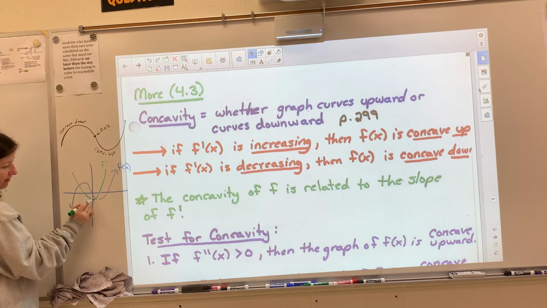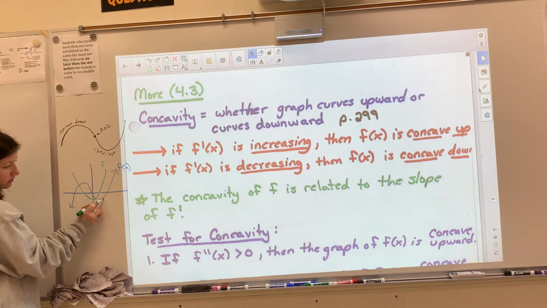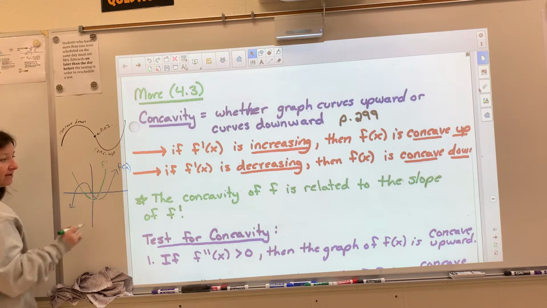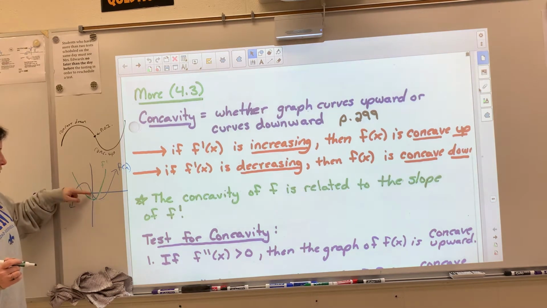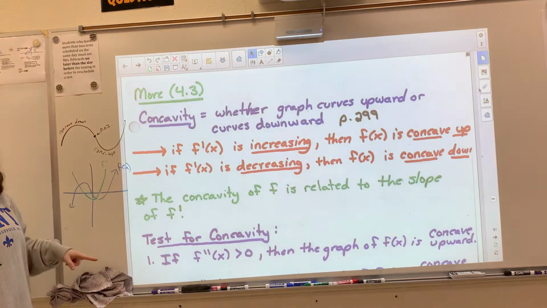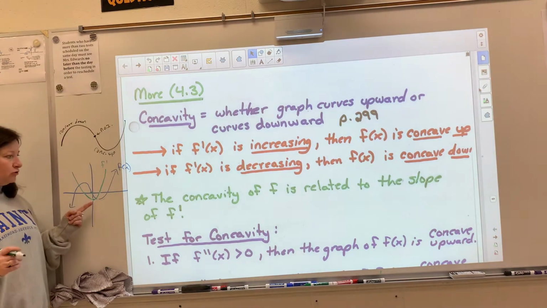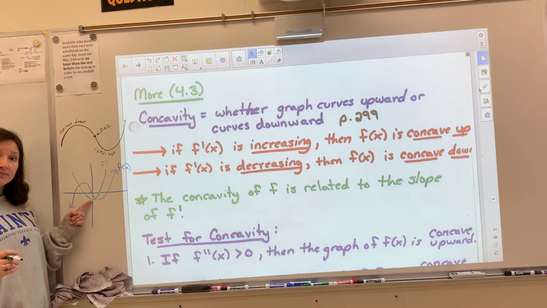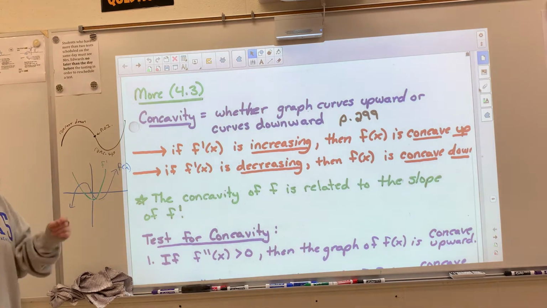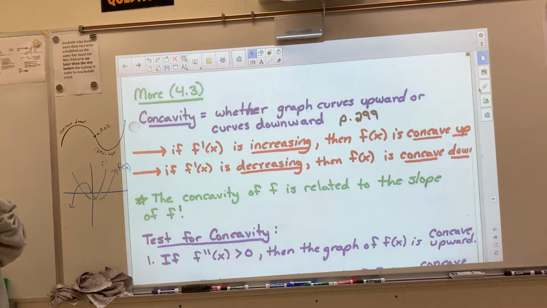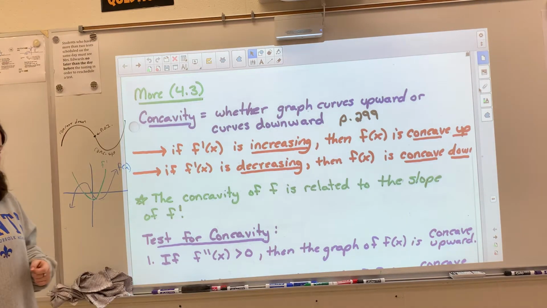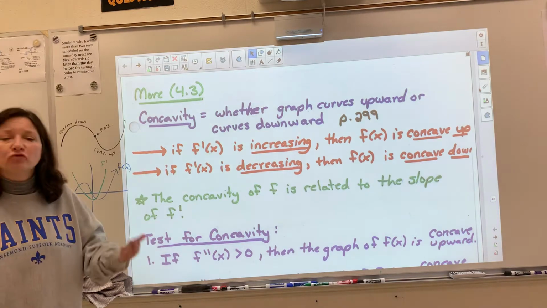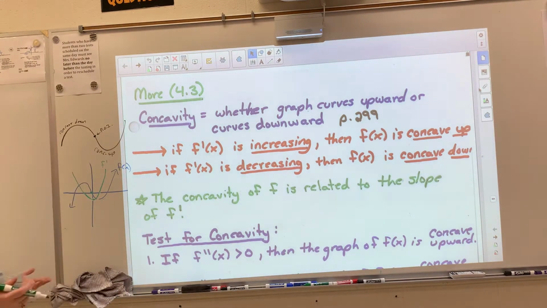Well, look at the blue graph, right about where this point is, right about here. What does this curve do? Curves up, it's concave up. So when the first derivative is increasing, the original is concave up. Well, when we're talking about the first derivative increasing, we're talking about the first derivative slope. Well, what would measure the first derivative slope? That's right, the derivative of the derivative, the second derivative.